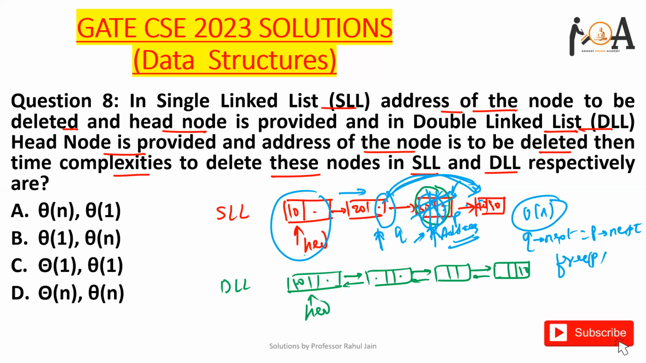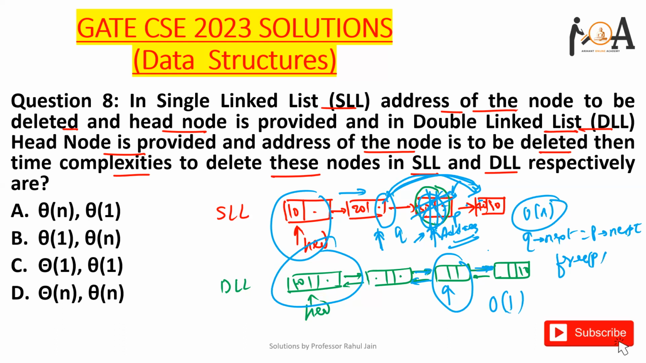And for the double linked list, if the head node is provided and the address of the node to be deleted is also provided, let's say we want to delete this node, then the time complexity would be order of 1. How can we say that? Because in a double linked list, each node has two pointers, one is the previous pointer and one is the next pointer, one pointing to the next node and another pointing to the previous node.